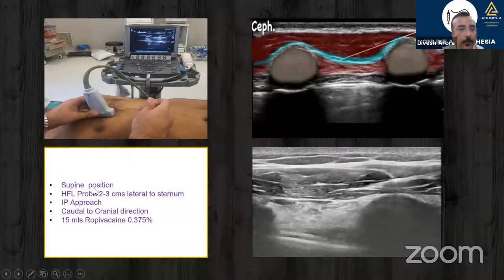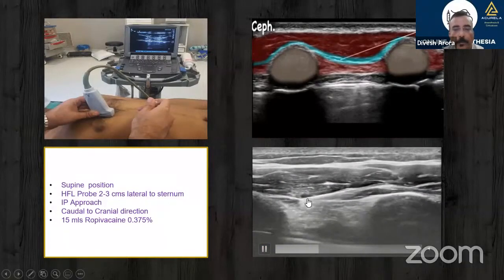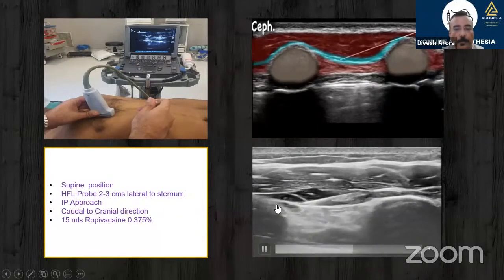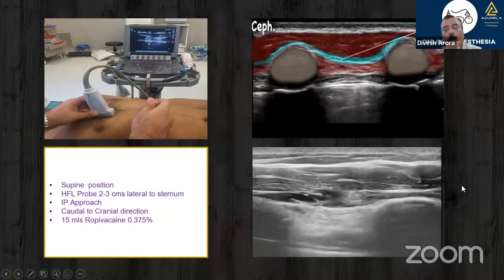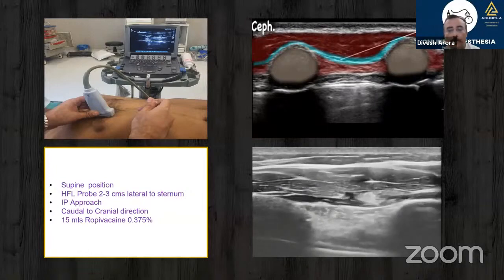So this is how we can do this block. The patient is supine. A high frequency linear probe is placed 3 centimeters lateral to the sternum, in plane approach, caudal to cranial, and we deposit 15 ml of ropivacaine 0.375%. This is a small video. This is pec major, intercostals. The needle is coming from caudal to cranial direction, and we aim to separate the plane between pec major and the intercostals. It is a basic level block which can be done, and it should be done for breast surgeries, particularly involving the medial half of the breast.